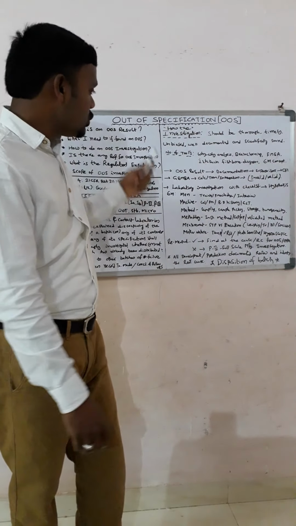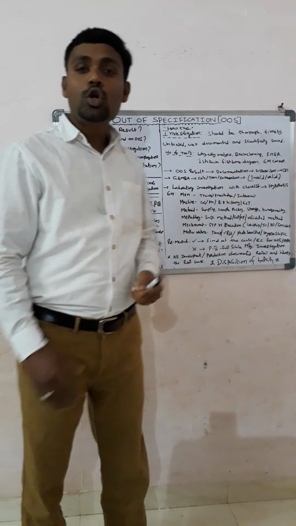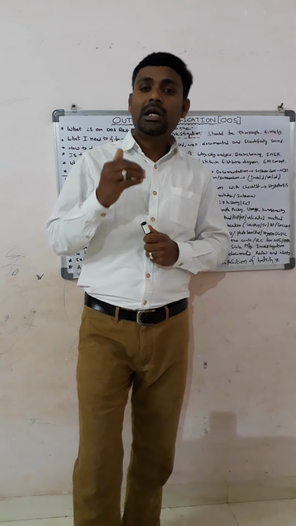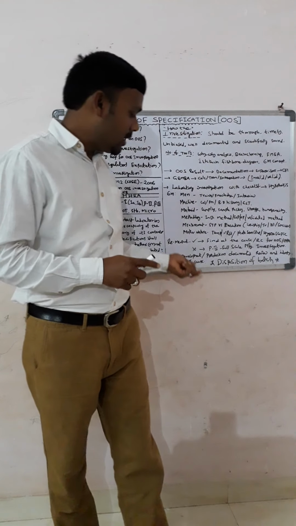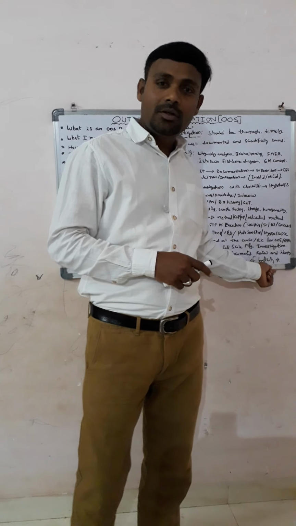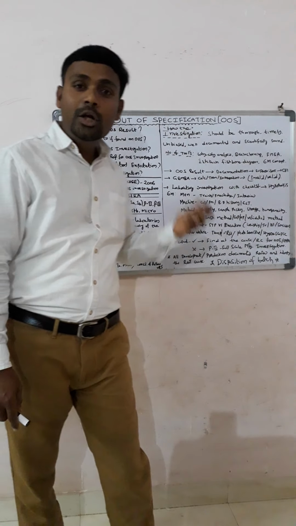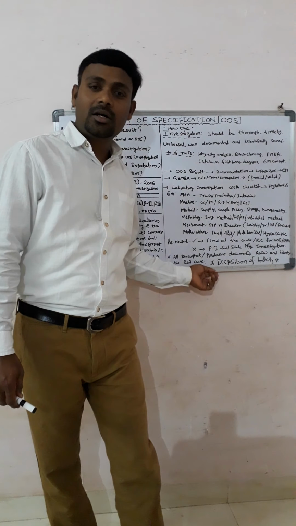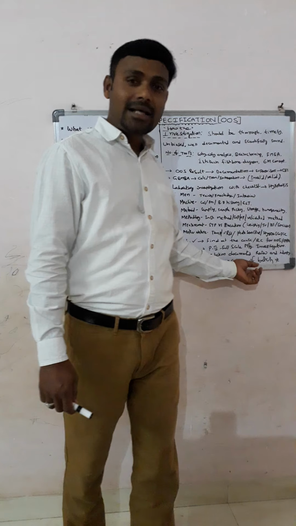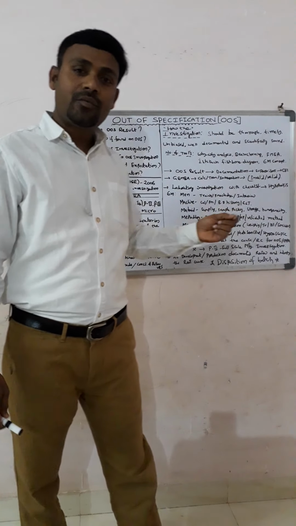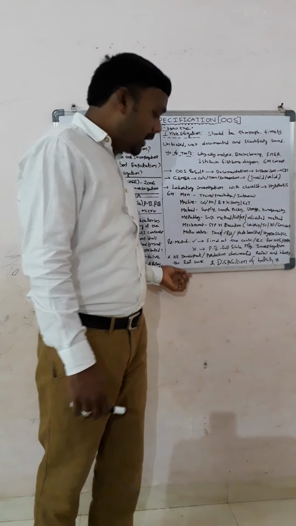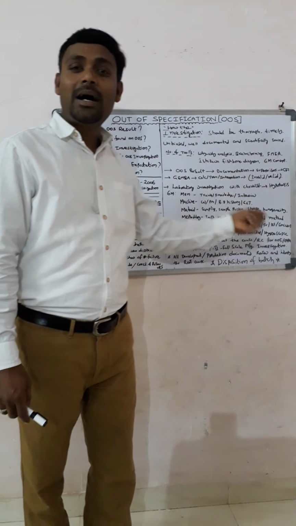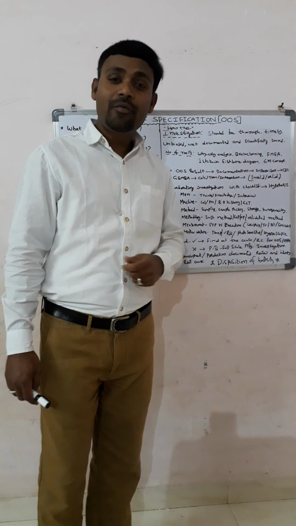Conclusion. Suppose your OOS investigation is conclusive, meaning you have identified a root cause, then you have to propose a CAPA, corrective and preventive action. You have to propose a CAPA, and you can release the batch. Suppose your OOS investigation is inconclusive, meaning you could not find the root cause, then your batch should be rejected, or your quality unit has to take a decision on the fate of the batch. And another case is this: suppose your OOS investigation is inconclusive, but your retest results are passing, then your quality unit has to decide the fate of the batch.